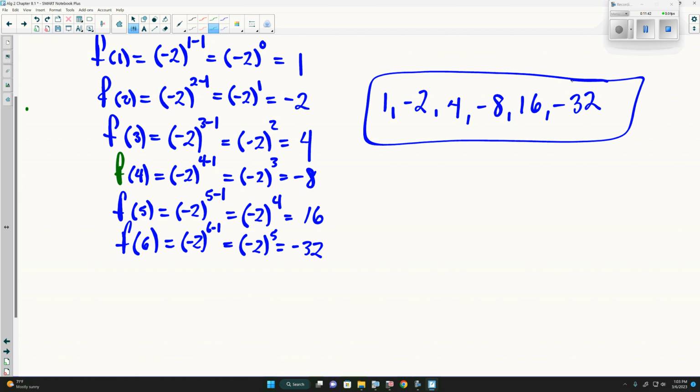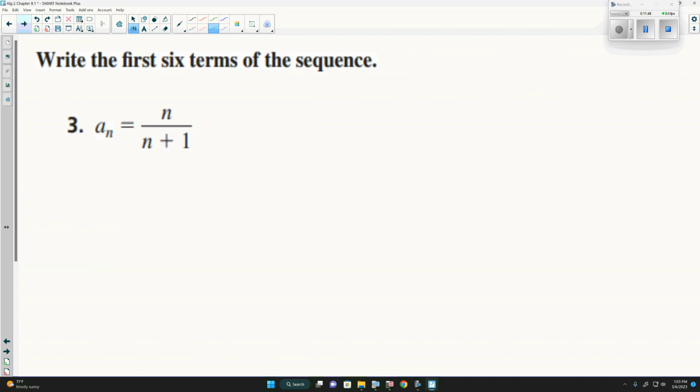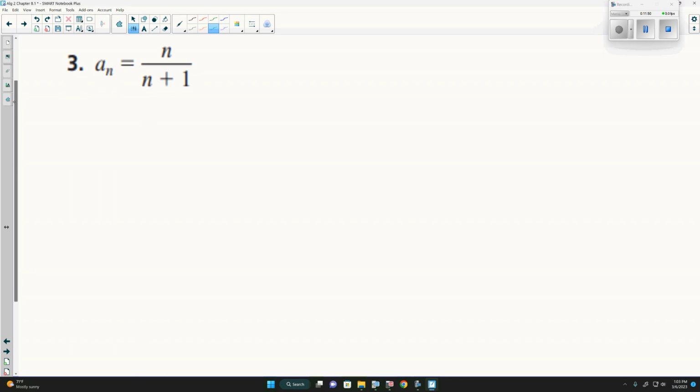Questions on any of this here? Let's look at this one here. Write the first 6 terms of this. Well, a sub 1 would be 1 over 1 plus 1, which would be 1/2.